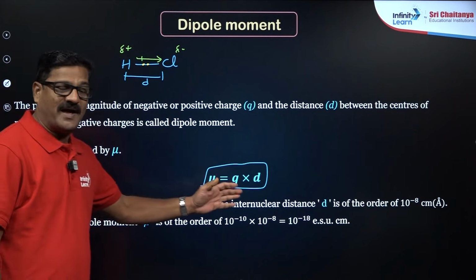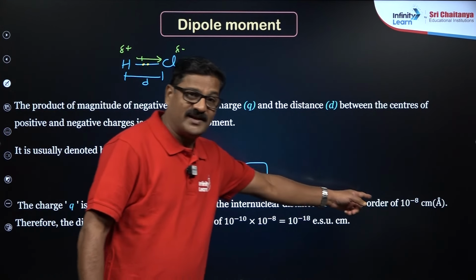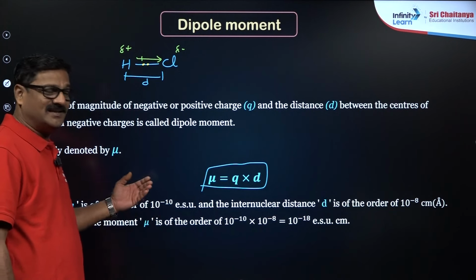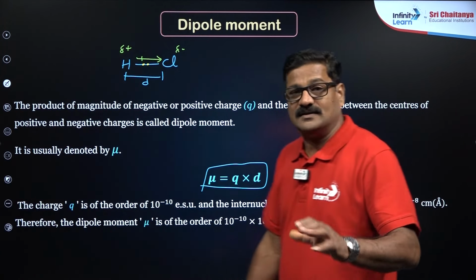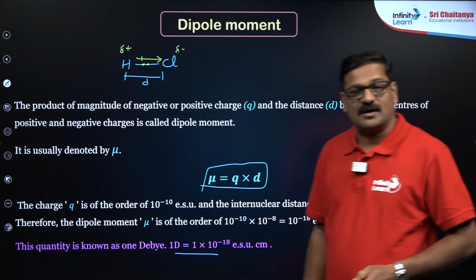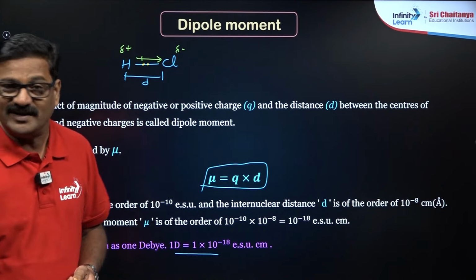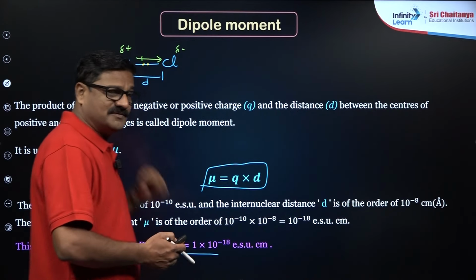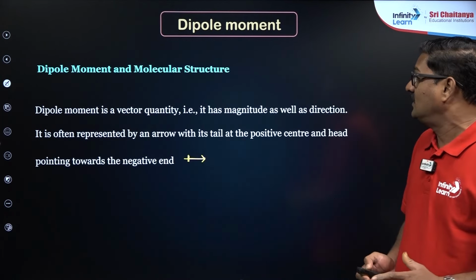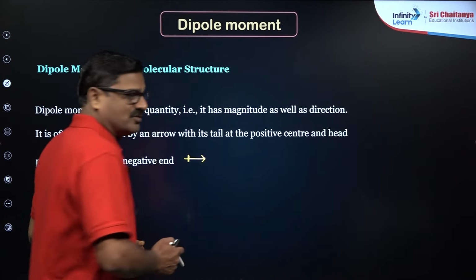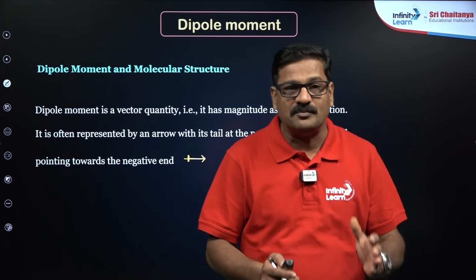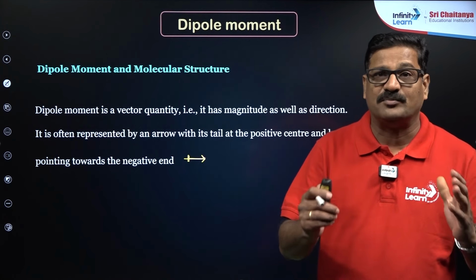The distance is in the range of angstrom units, 10 power minus 8 centimeters, and the charge is in the range of 10 power minus 10 ESU. And 1 debye is equal to 1 into 10 power minus 18 ESU centimeters. So this is the basic version of the dipole moment. Let us look into the application of the dipole moment. Whether a molecule is polar or non-polar is decided based on the dipole moment.